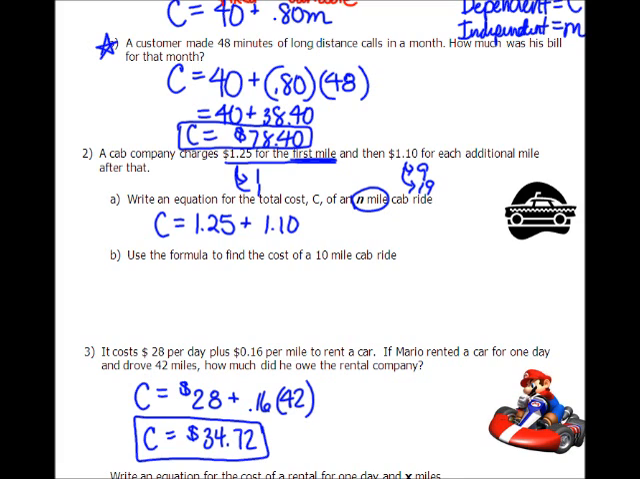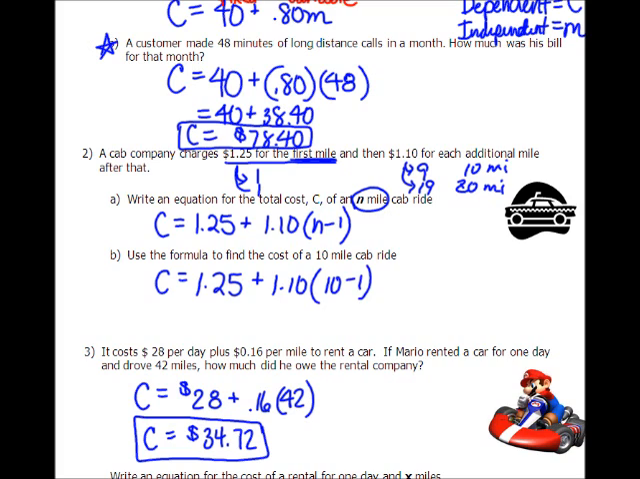I would think not, because I'm not getting charged $1.10 for my 10-mile cab ride or my 20-mile cab ride. I'm getting charged for n minus 1. So if we think about that, for a 10-mile cab ride, I get $1.25, which takes care of my first mile, and then it's $1.10 times 10 minus 1, or 9. So you can do the math there. Pause here.